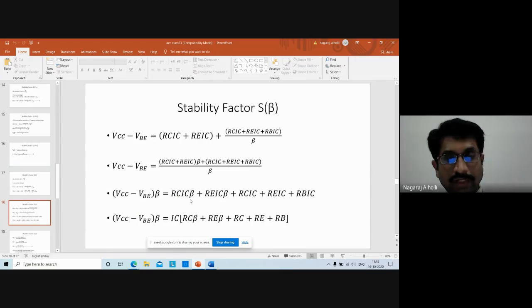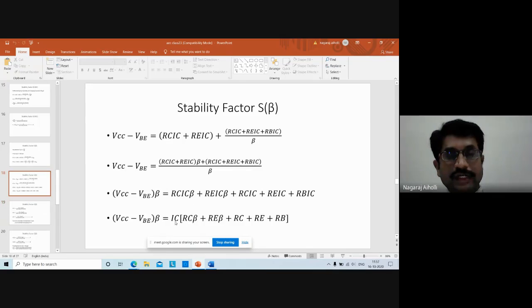So which is the common term here? IC is common. You can see IC is there in this term, in this, in this. It is there in almost all the terms. Therefore take IC, the collector current, common. That multiplied by RC beta plus RE beta plus RC plus RE plus RB. So we got this equation by taking the collector current IC as a common factor.